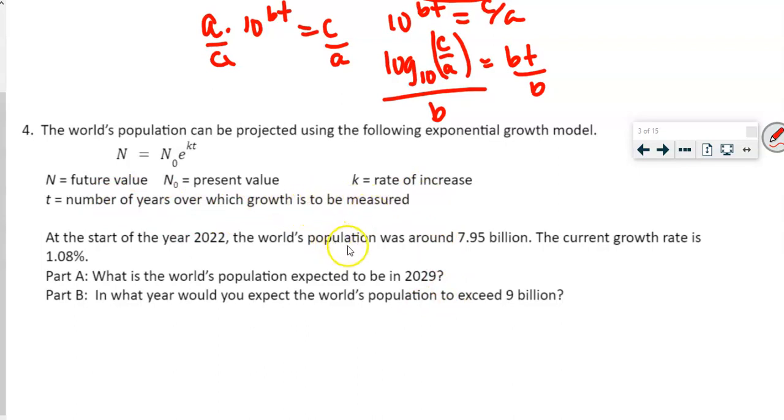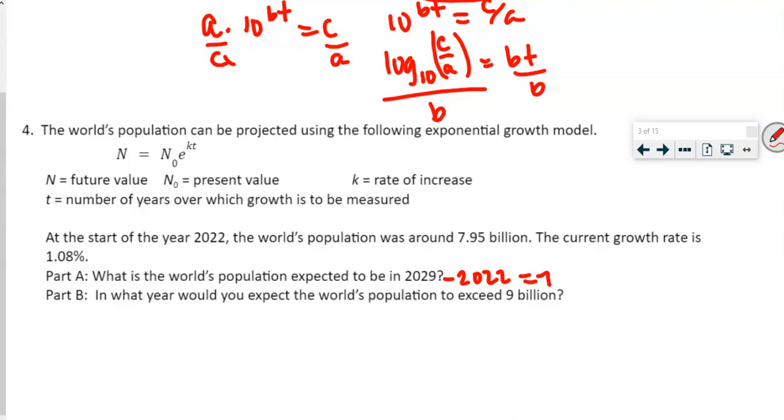So this first one says at the start of 2022, the world's population is around 7.95 billion. The current growth rate is 1.08. What is the world's population expected to be in 2029? So I'm going to subtract 2022 from 2029. So that means my years are going to be 7.